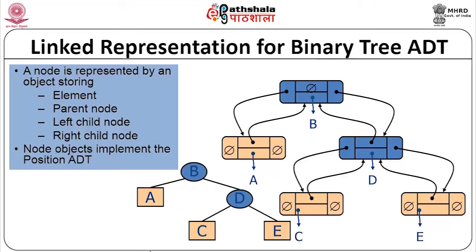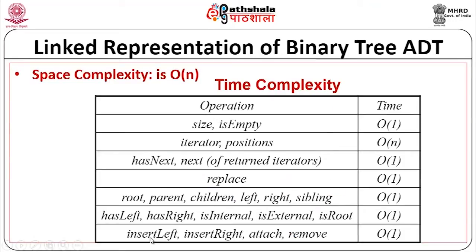And if you take A and D, A is pointing to B as its parent, it has no left child, it has no right child. D is pointing to B as its parent, it has left child C and right child E, and C is pointing to D as its parent, E is also pointing to D as its parent, both of them do not have any children left and right. So, this is one of the linked representations of a binary tree. Here the space complexity is of the order of n. Some of the operations like iteration and positions are of order n, and most of the other operations take O(1).